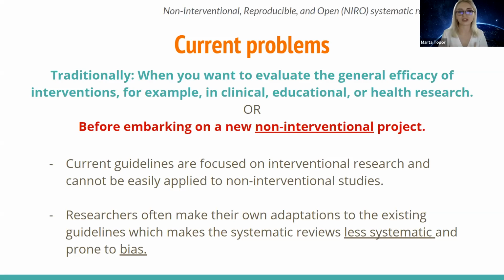And so what researchers generally do is take the tools that are available for interventional research and make their own adaptations to suit the research questions, and this gives space for the introduction of new biases and makes the process less systematic, and consequently the systematic reviews that are produced for non-interventional research are then not really comparable.